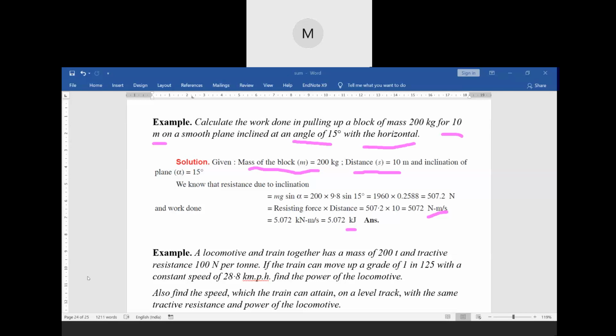Now just remember one thing. Suppose the work done comes into play, then please put it in the form of joule, kilojoule, or something like that. Okay, you have to do it in that manner.